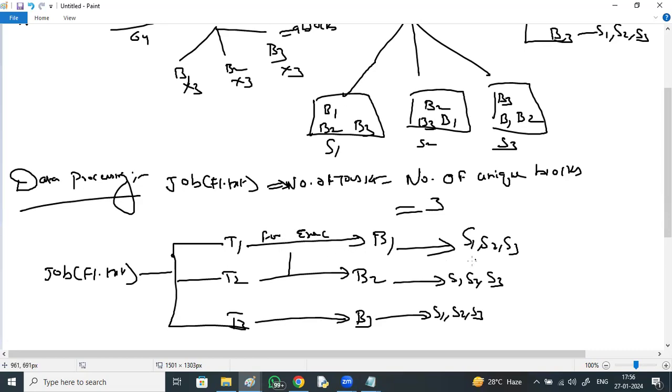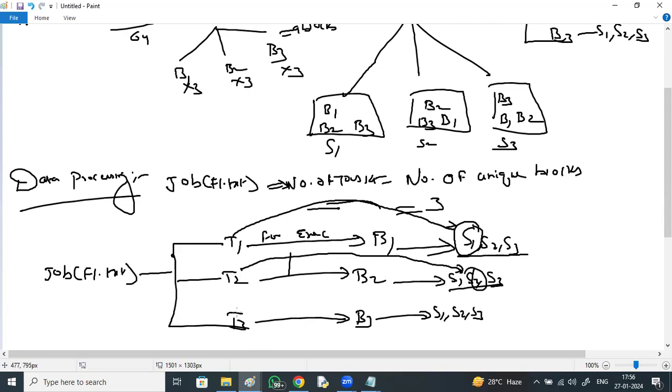All the 3 slaves are eligible to execute the T1 task here also. Assume the master node has selected S1 only for executing T1. For the T2 task, the master node has selected S2 only, and for the T3 task, assume the master node has selected S3 only.